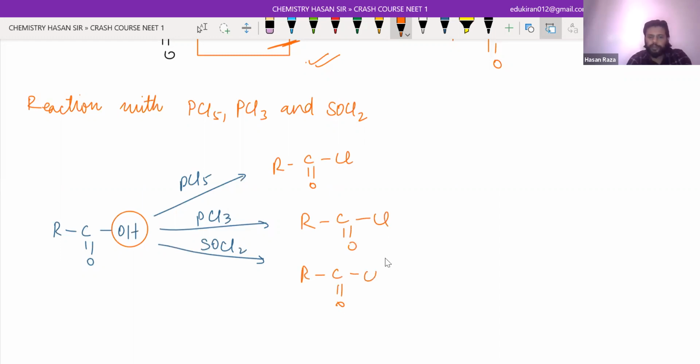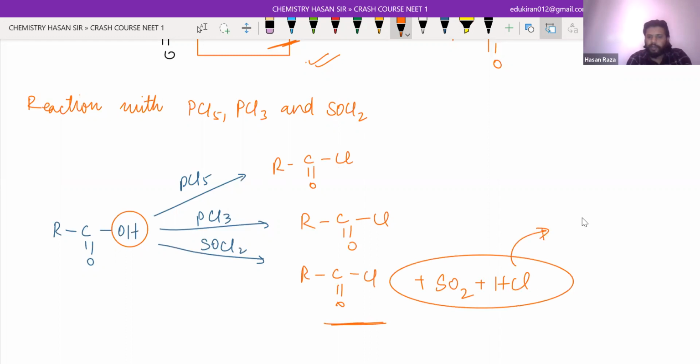It's just like the preparation of alkyl halide from alcohol. You just need to replace this OH with Cl. And among these, the best preparation method is this one only, because these byproducts are in gaseous state. So in a container, if you are going to prepare acyl chloride, this will be the best method because the gases will be evolved out of the container. So please do write it.